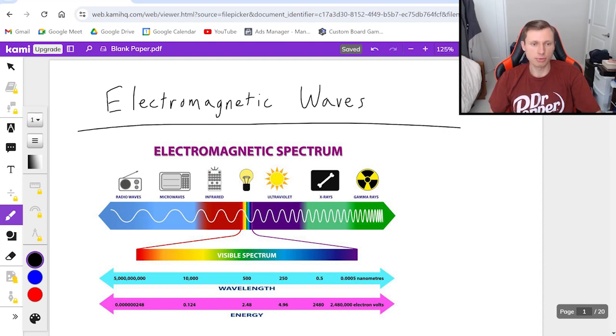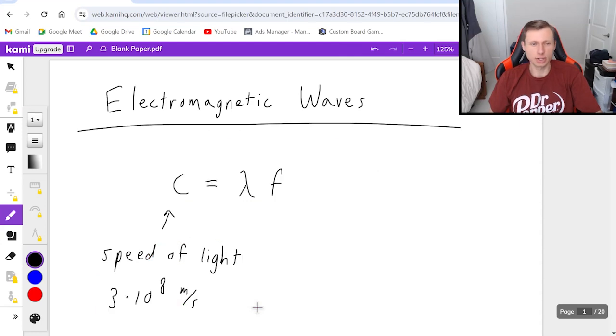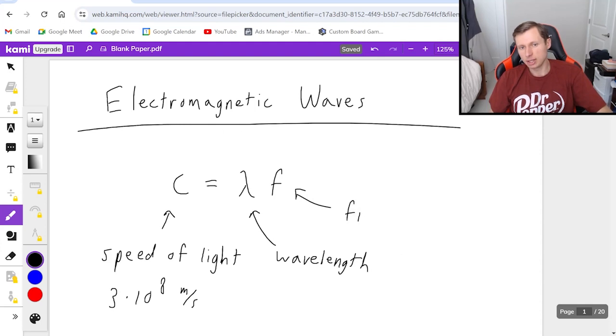That means everything from radio waves to microwaves to visible light, all the way to gamma rays, is going to travel at this speed. Lambda here is the wavelength, in other words, how long is the wave, measured in meters usually. And F is going to be the frequency of this wave. Remember that frequency is equal to 1 over the period. Sometimes that relationship shows up.